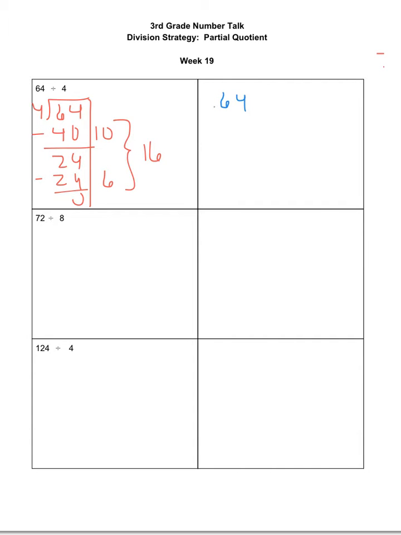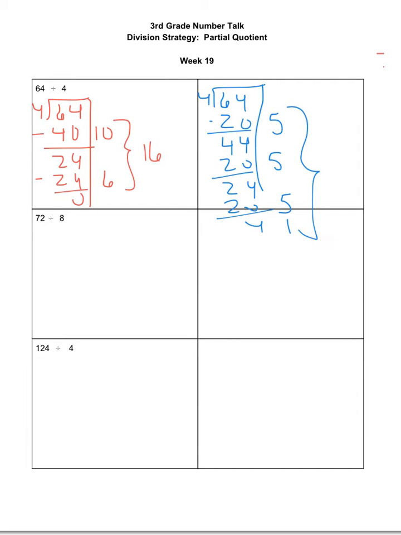Again, 64 divided by 4. Maybe you said, well, I look at it this way. I know that 5 fours is 20. You still have 44 left. I know that another 5 fours is 20. So I have 24 left. And then I could have done 5 fours again, which is 20, and then I have 1 four left. It gives me a quotient of 16. Those are just two possible ways you can look at it.